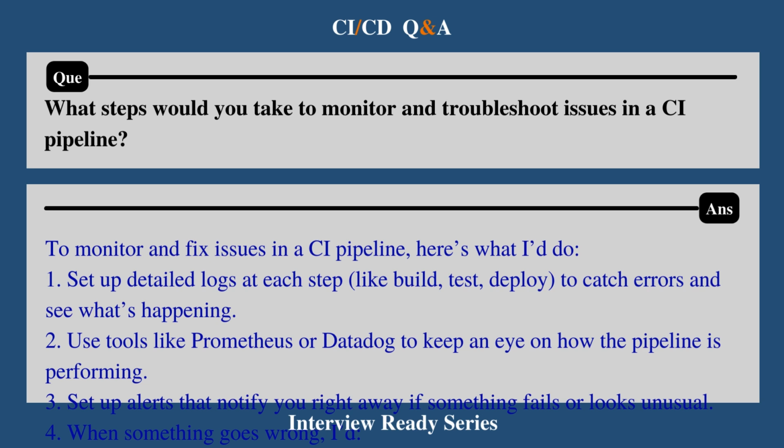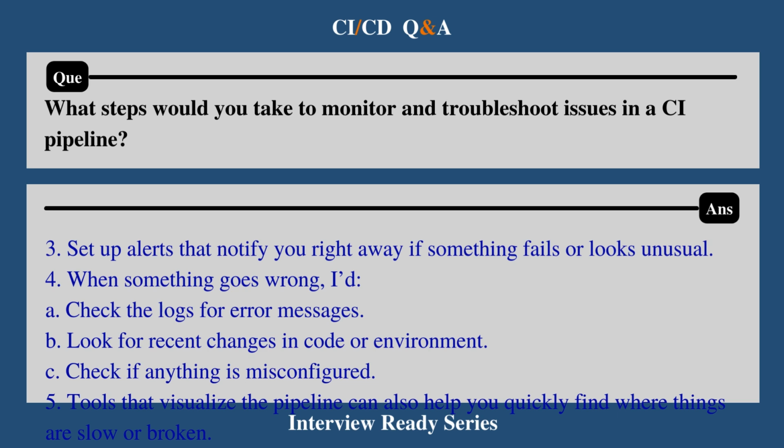Here's how you can answer. To monitor and fix issues in CI pipeline, here's what I would do. First, set up detailed logs at each step, like build, test, deploy, to catch errors and see what's happening. Number 2, use tools like Prometheus or Datadog to keep an eye on how the pipeline is performing. Step 3, set up alerts that notify you right away if something fails or looks unusual.